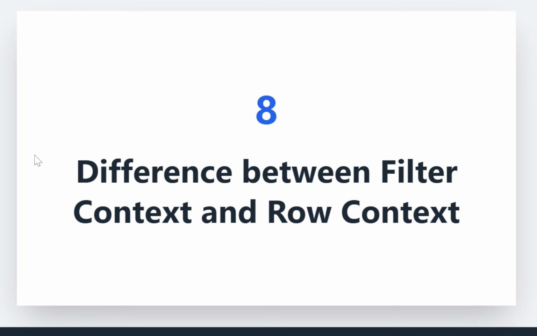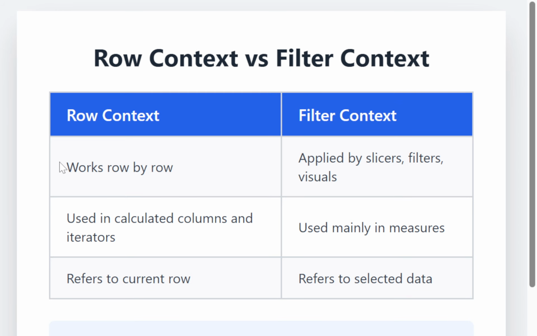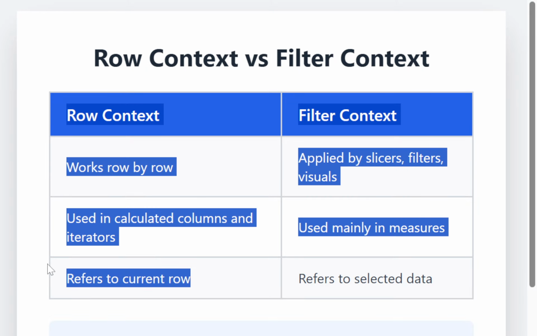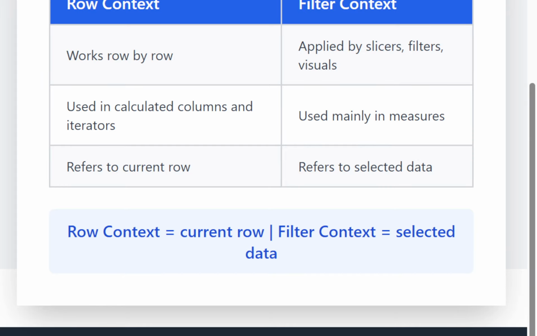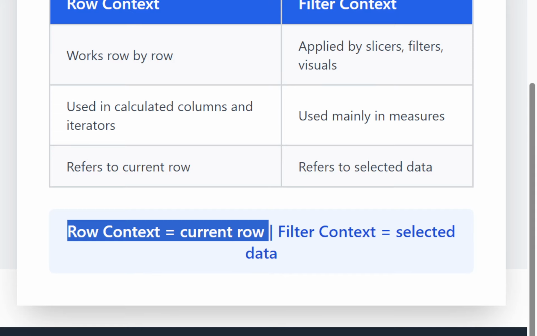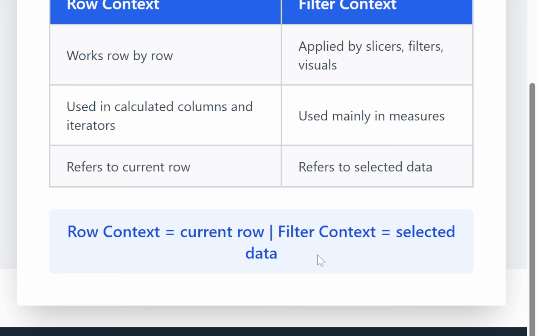Now coming to the next question, which is the difference between filter context and row context. Row context works row by row, while filter context is applied by slicers, filters, or visuals. Row context is used in calculated columns and iterators, while filter context is used mainly in measures. Row context refers to the current row only, and filter context refers to the selected data, the entire data that is selected. In one liner, row context is equal to current row, while filter context is equal to selected data.